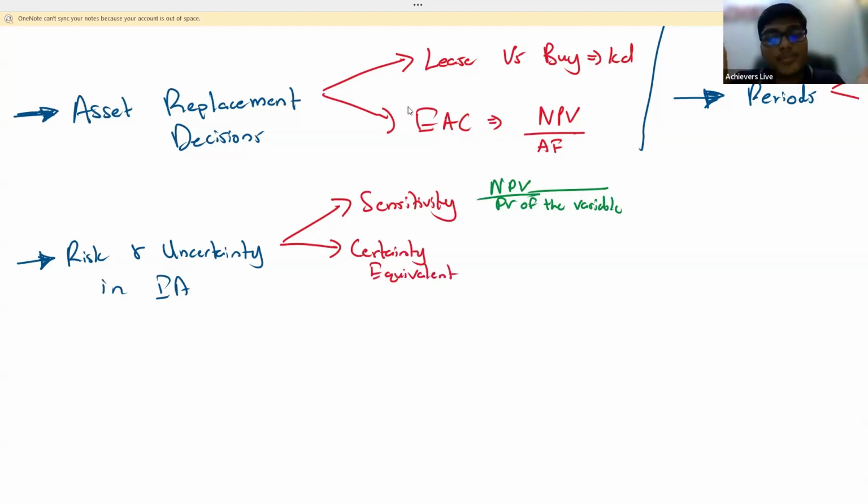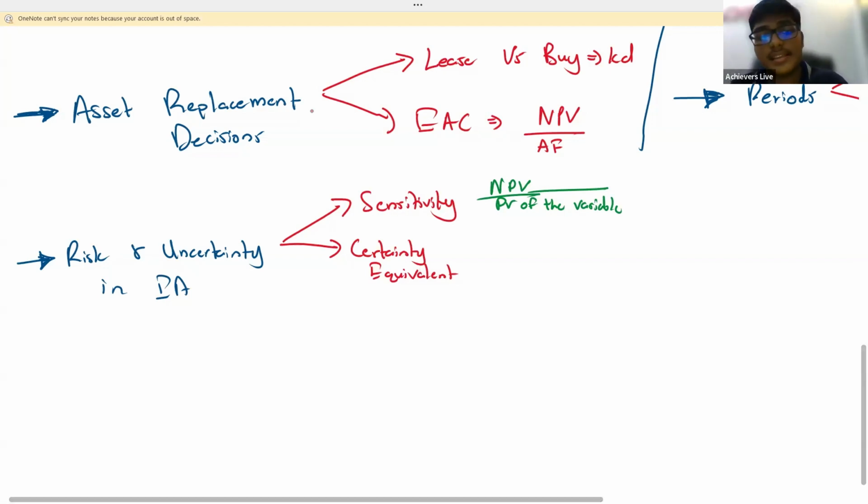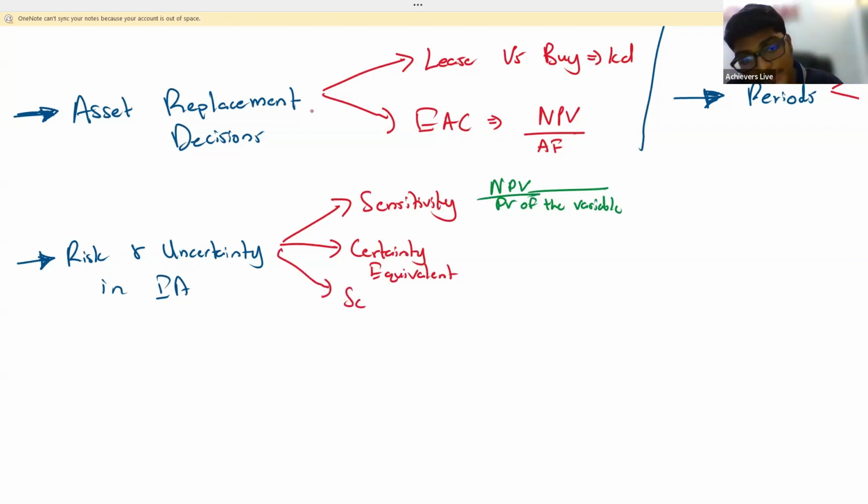So certainty equivalent approach, you don't have numbers. It's technically not there in your FM syllabus, but I've just included it just in case it's tested. So certainty equivalent approach, what are you doing? You are keeping something called a certainty equivalent. What do you mean by certainty equivalent? The amount which you are 100% sure you are going to receive. That is a certainty equivalent. So for each of the cash flows, you will provide a certainty equivalent and you will do the NPV calculation. Next thing, scenario building.